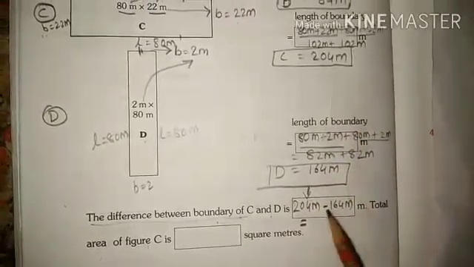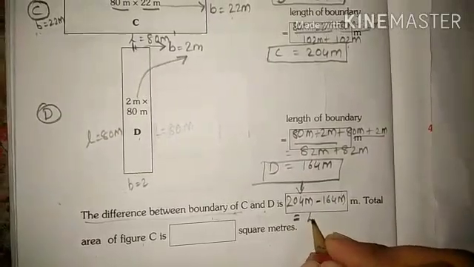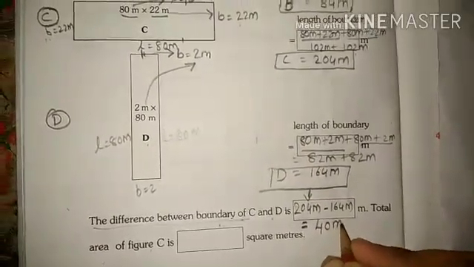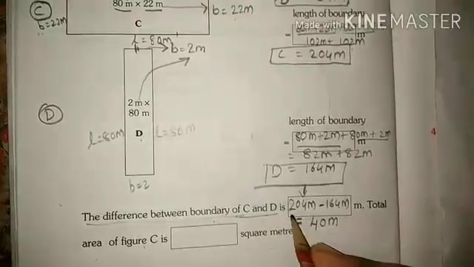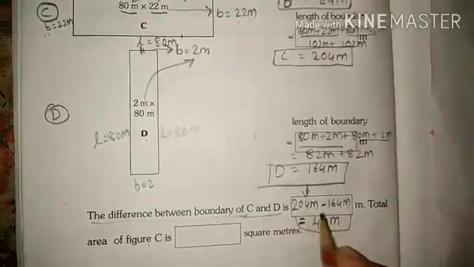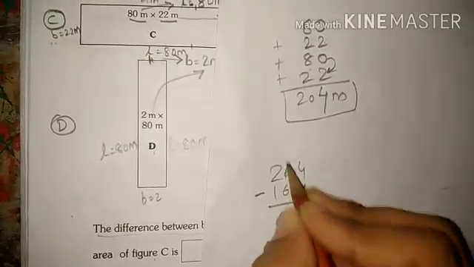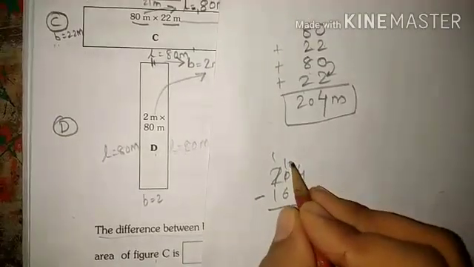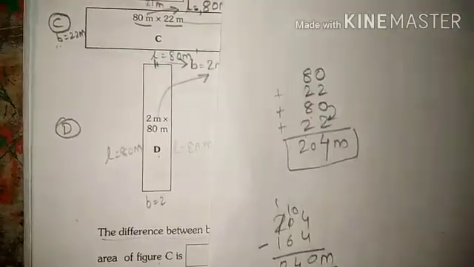So obviously we will do 204 minus 164, and while I do it in the rough sheet, the answer will come as 40 meter. So the difference between the boundary of C and D is 40 meter. This is your final answer. Make sure to do it in the rough sheet like this: 204 minus 164. 4 minus 4 is 0. This will become 10 and this will become 1. 10 minus 6 is 4 and 1 minus 1 is 0. 40 meter is your final answer.